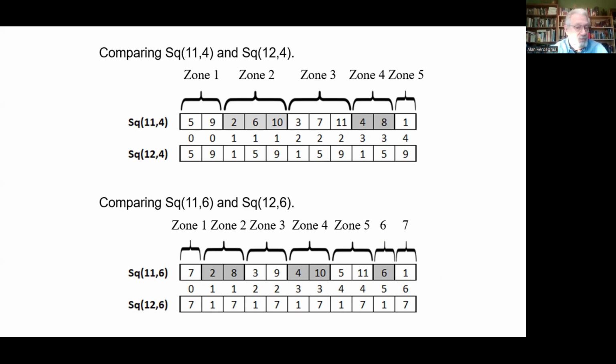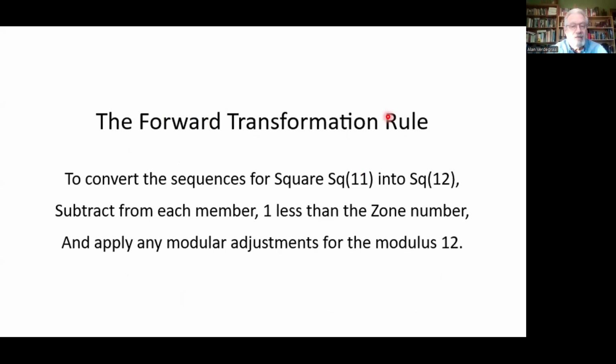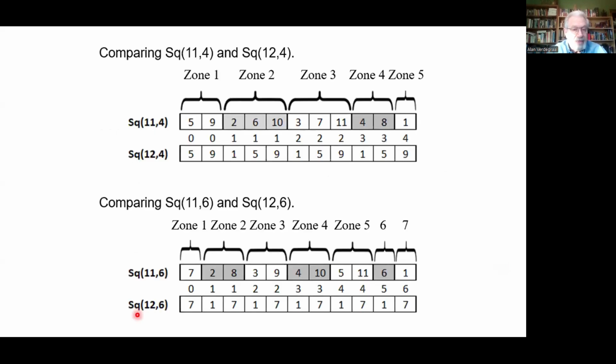So we can define a rule, and this is called the forward transformation rule. To convert the sequences of square SQ of 11 into SQ of 12, subtract from each member one less than the zone number, and apply any modular adjustments for the modulus 12, which is the modulus that we're going to. So going back again, we're subtracting 1 less than the zone number on every row in order to derive the sequences for the next row.